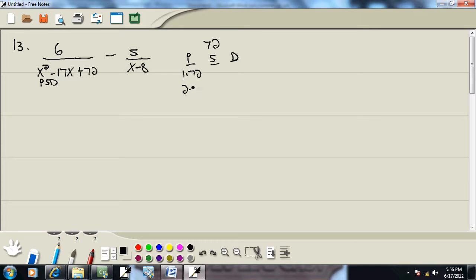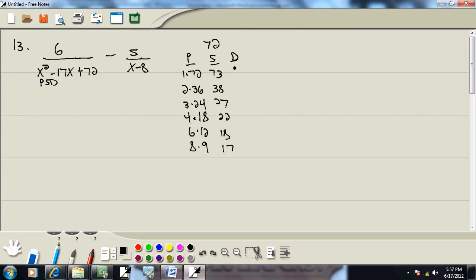1 times 72, 2 times 36, 3 times 24, 4 times 18, 5, no, 6 times 12, 7, no, 8 times 9. Add them. That's the S column for sum. 1 plus 72 is 73. 2 plus 36 is 38. 27, 22, 18, 17. Then the difference column.